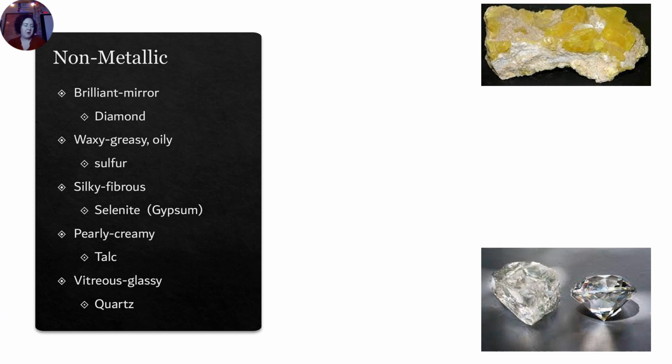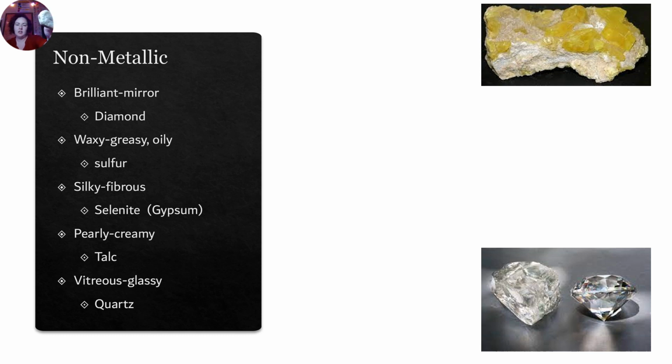Waxy or greasy, oily, that would be like our sulfur. It almost looks a little fake, like I feel like our sulfur looks super plasticky, but kind of waxy, greasy. Silky or fibrous, whereas my galena, or my gypsum, sorry. This little example, it looks like it has individual fibers. I will hopefully bring in my selenite, and I feel like that shows silkiness a little bit better. Pearly or creamy, that is my talc.